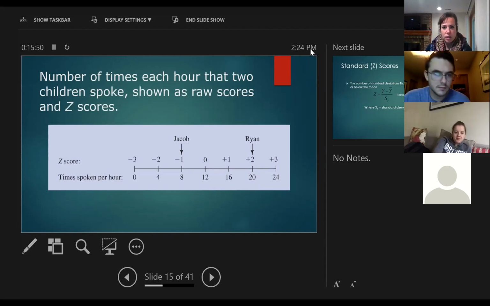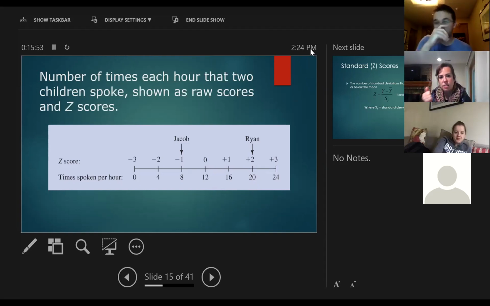Z-scores kind of conceptually making sense? Anchored at the mean, Z is 0. Standard deviations, instead of taking on weird numbers with decimals, it's always going to be 1, 2, 3. They move up by 1.